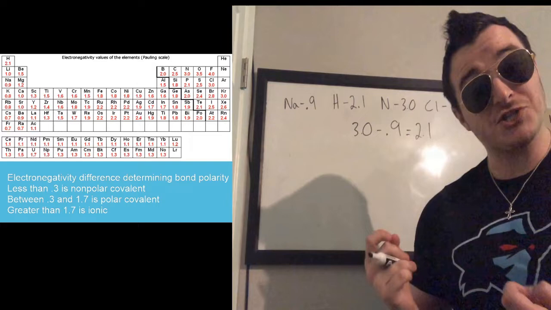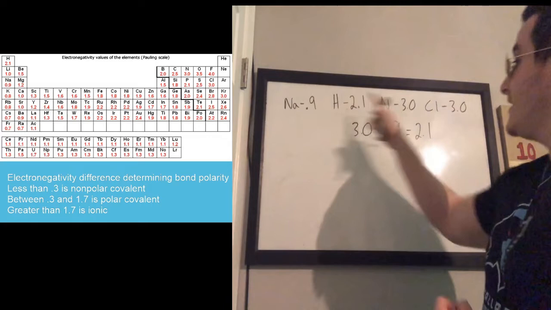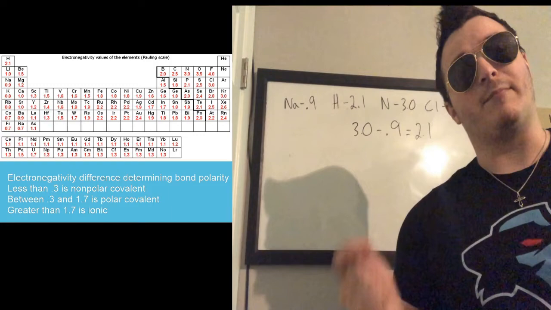an ionic bond. But that should come as no surprise to us, because an ionic bond always involves a metal and a nonmetal. And so the fact that we were utilizing sodium, a metal, and chlorine, a nonmetal, it should have already been fairly obvious to us that this is an ionic bond. The greater the difference in electronegativity, the more like an ionic bond, the greater the ionic character of the bond.